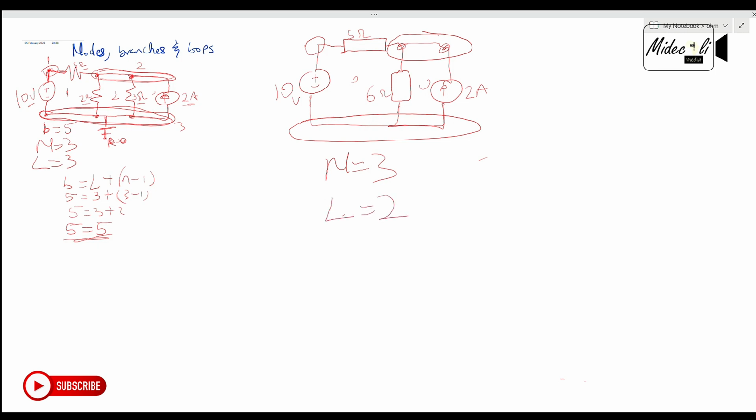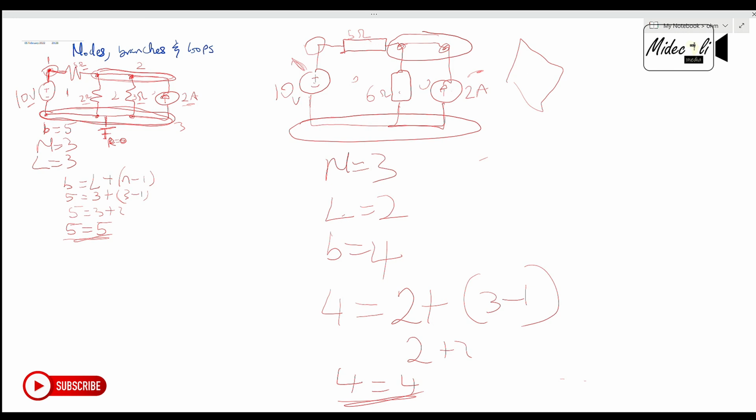So how many elements or branches do we have there? 1, 2, 3, 4, is equal to 4. Remember we said branches 4 is equal to loops 2 plus nodes 3 minus 1, which is 2 plus 2. So we have 4 is equal to 4, which makes our calculation correct. So remember, this is an independent current source, independent voltage source. If it was a diamond, it is a dependent source, right?